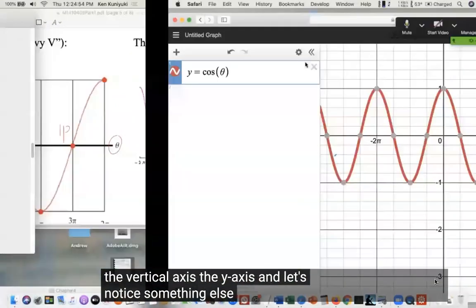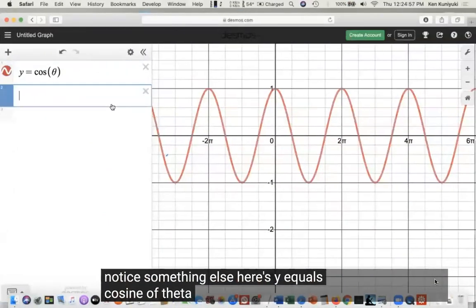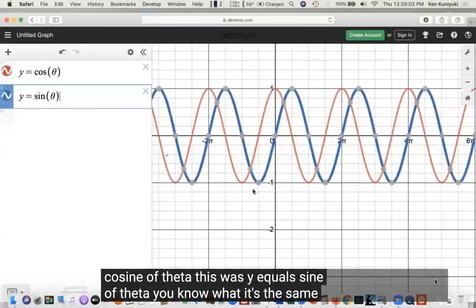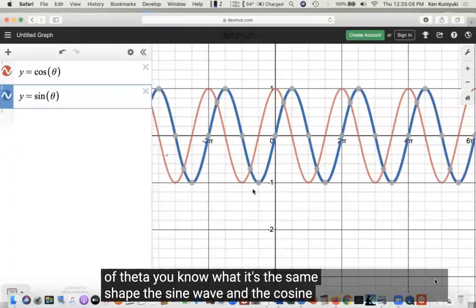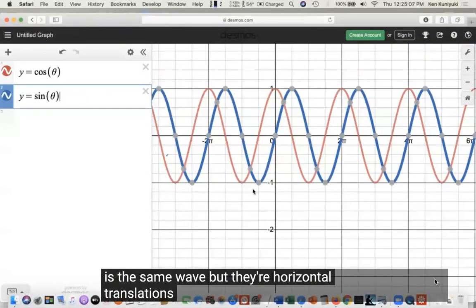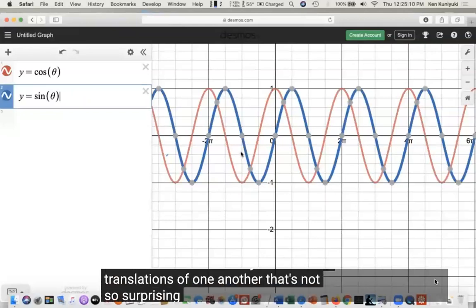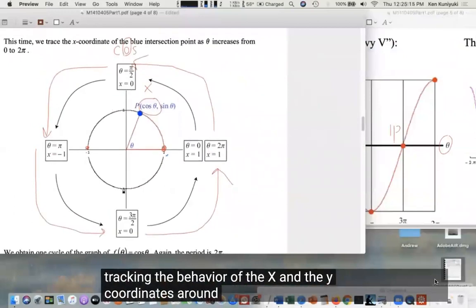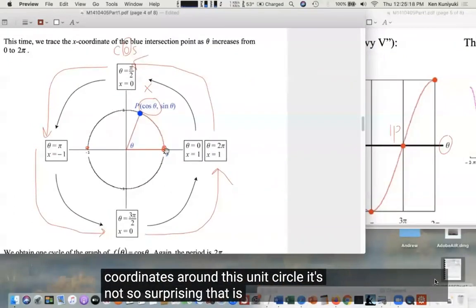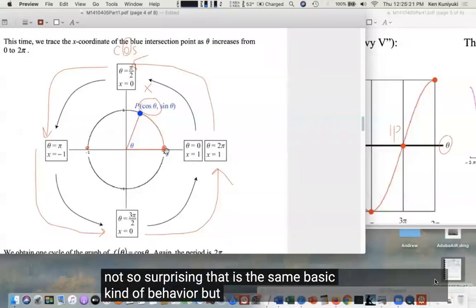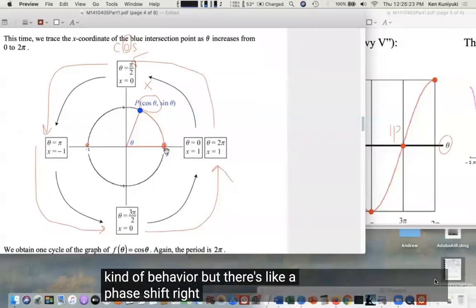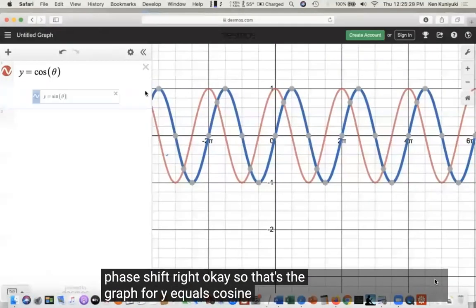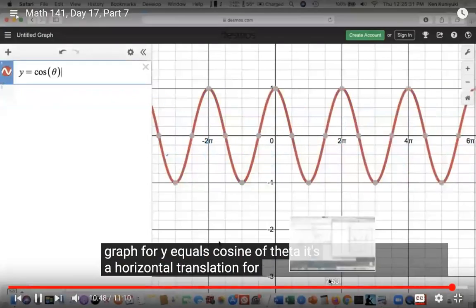And let's notice something else. Here's y equals cosine of theta. This was y equals sine of theta. You know what? It's the same shape. The sine wave and the cosine wave are the same wave, but they're horizontal translations of one another. That's not so surprising because we're basically tracking the behavior of the x and the y coordinates around this unit circle. It's not so surprising that it's the same basic kind of behavior, but there's like a phase shift, right? Okay. So that's the graph for y equals cosine of theta. It's a horizontal translation of the sine graph.